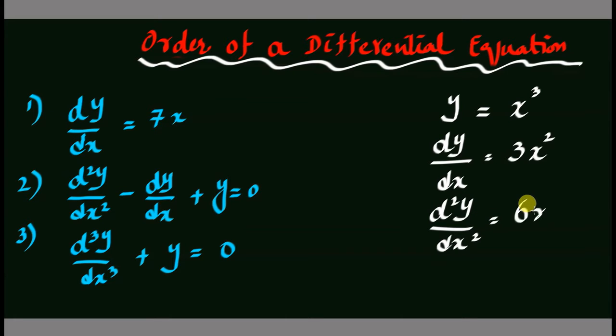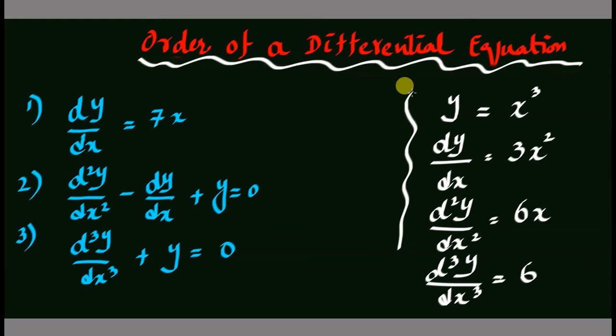d2y over dx square is equal to 6x. If you want to take the third derivative, d3y over dx3 is equal to 6. So we want to understand what is the order of a differential equation. Before going to understand the order of a differential equation, you must know what is the order of a function, order of a derivative.